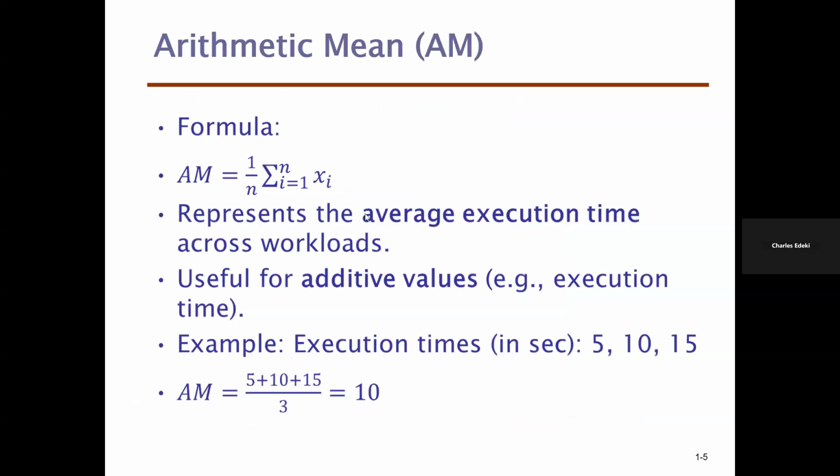Oh, okay. So they even give us the formula. They give us an example again. Execution time for 3 programs, 5, 10, 15. So the average, or the arithmetic mean, will be 5 plus 10 plus 15 over 3, which gives us 10. And as we said earlier, it's very useful for additive values, for example, execution time also.